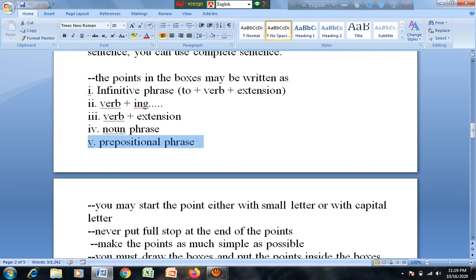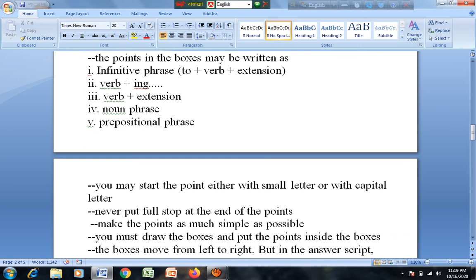Then you may write your answer in prepositional phrases. You may start your point with a preposition. These are the points you have to remember to fill in the boxes in the flowchart properly.